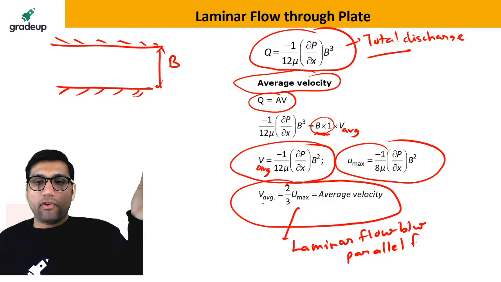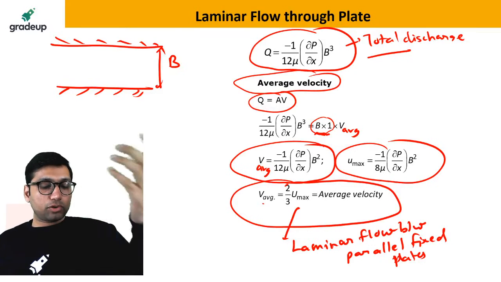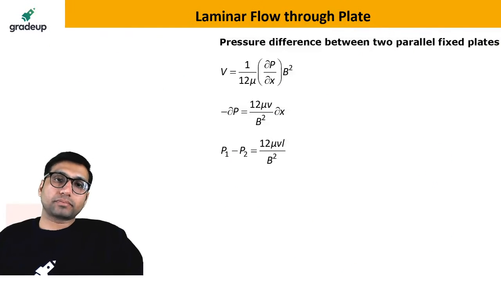For two parallel fixed plates, the average velocity is equal to 2 by 3 of the maximum velocity. For laminar flow through a pipe, the average velocity was equal to half of the maximum velocity, but for plates it is equal to 2 by 3 of the maximum velocity.